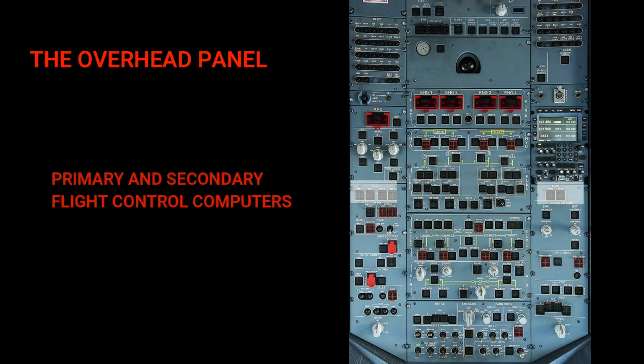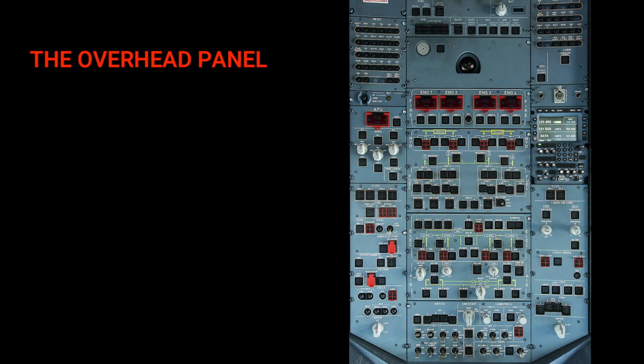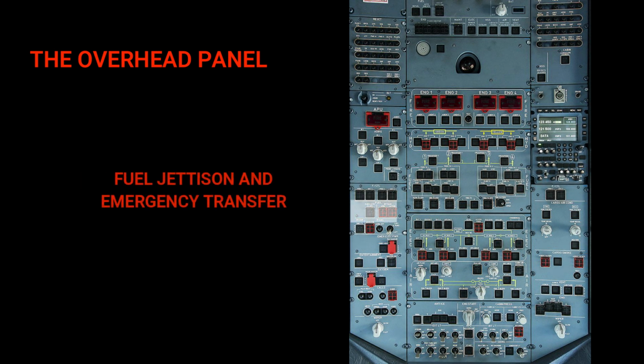After that is the PRIMs and SECs, or primary and secondary flight control computers, the things that actually control the aircraft. Following on from this, it is fuel jettison and fuel emergency transfer. The fuel jettisons at 2,400 kilograms per minute.